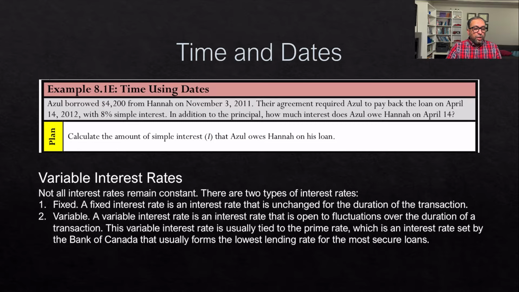Azul borrowed 4,200 from Hannah on November 3rd, 2011. Their agreement required Azul to pay back the loan on April 14, 2012 with 8% simple interest. In addition to the principal, how much interest does Azul owe Hannah on April 14th?